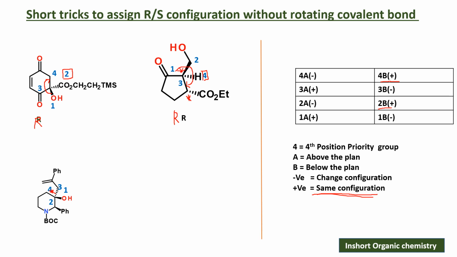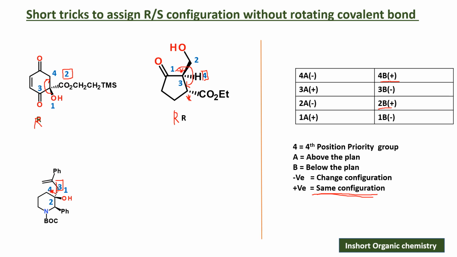The next step is to hide the group. Here there are two groups. Below the plane is the 3 position and above the plane is the 1 position. So you can hide any above the plane or below the plane group. Here I am hiding the 3 position group. You can also hide the first position group. I am not considering this while assigning the configuration or giving the clockwise or anti-clockwise direction.